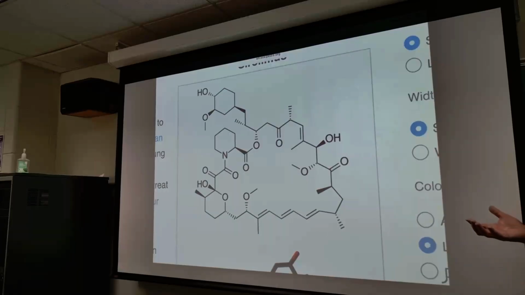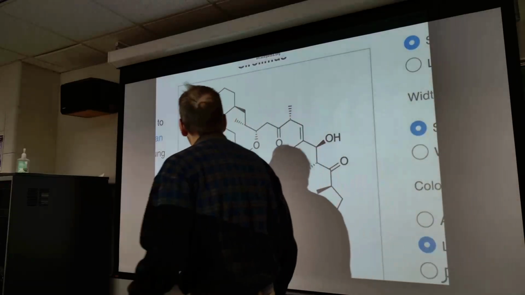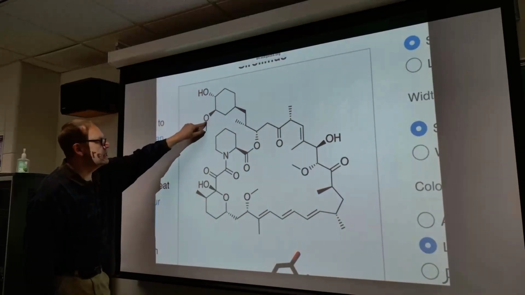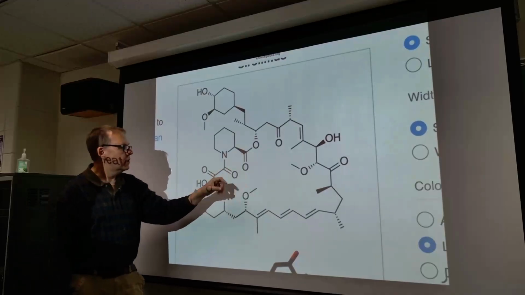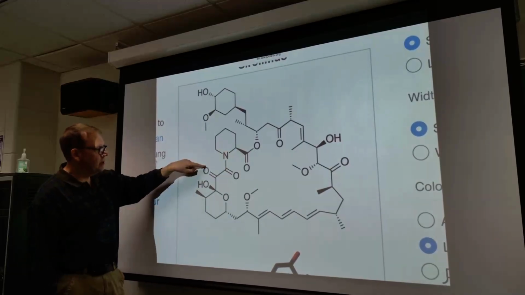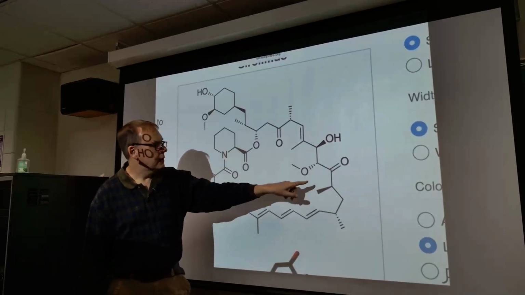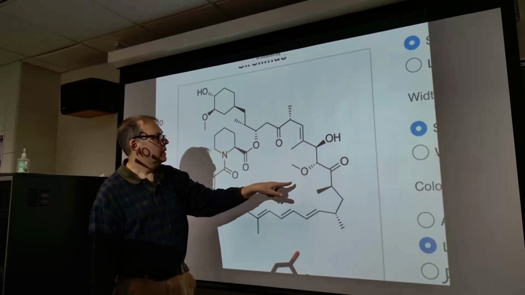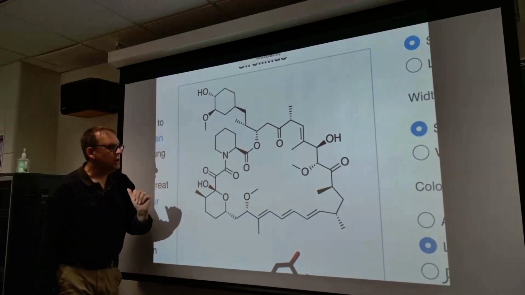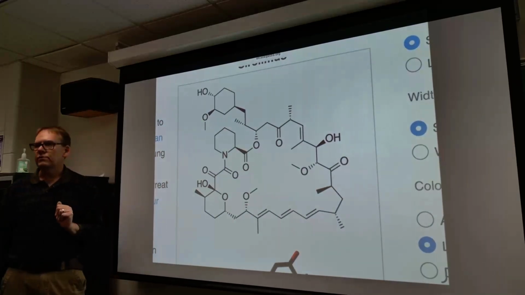But it's a big molecule. It has a lot of different functional groups in it. But what you want to do is look through it and see if you can identify them. And some of these functional groups are really familiar. We've got a hydroxy group here. There's an ether here. There's an ester here. There's an amide there. Ketone here, ether, ketone, hydroxy. It just goes on and on and on, but there's one spot where there's one of these new functional groups.